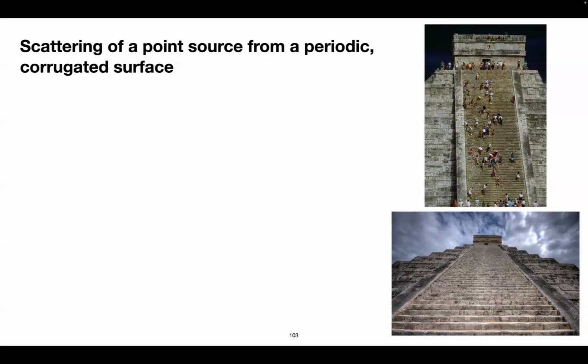So the reason why this setting is interesting is because we have some sort of source of sound, a point source, like a footstep or someone shouting. And it scatters off this surface, the stairs, which are long and periodic, so they're regular. I'm going to call this a periodic corrugated surface. So if I wanted to model that PDE, there are some challenges associated with it.